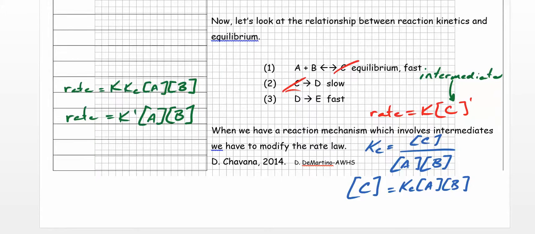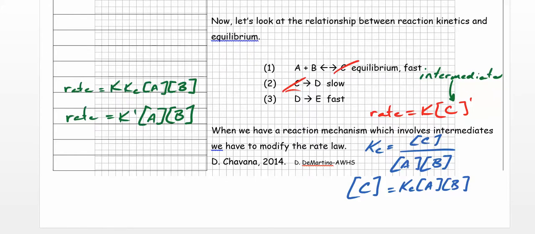Well, you don't see the intermediate in the laboratory situation. So you have to have a rate law that's written in terms of something other than that intermediate. How do we do that? How do we go about that? Here's how we do it.